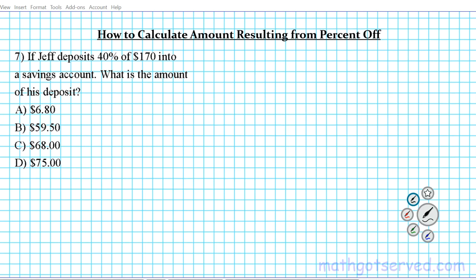Alrighty, let's take a look at problem 7. In question 7, we're being assessed on how to calculate the amount resulting from taking a percent off. Problem 7 reads, if Jeff deposits 40% of 170 into a savings account, what is the amount of his deposit?